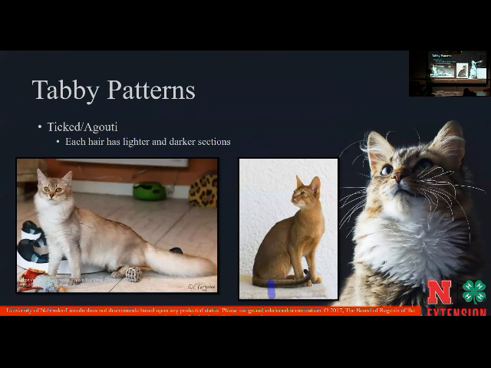Another type of tabby pattern is the ticked tabby. So with this one you don't see the stripes or the spots as much. They've broken up more, but the hairs have lighter and darker sections, so they're more blended. This is a tabby, but he still has that M on his forehead, so you can still kind of see it. Each color kind of shades darker, and so it blends in more of the tabby striping, but you can still see some of the layers of the colors on this cat.